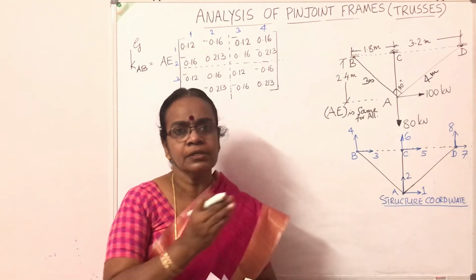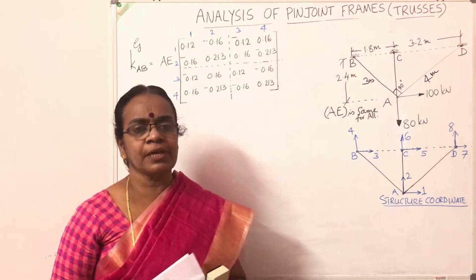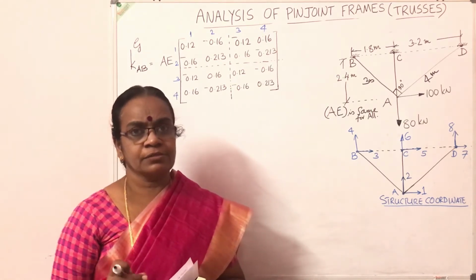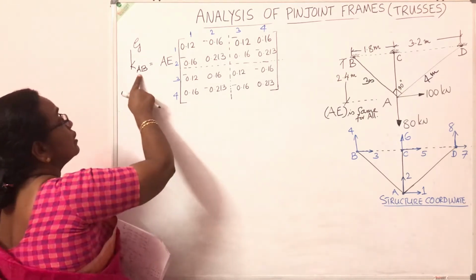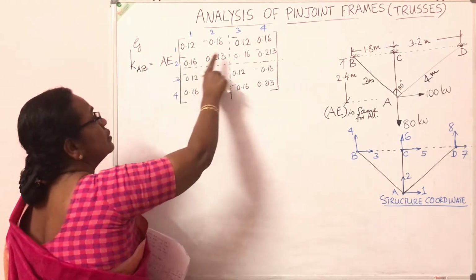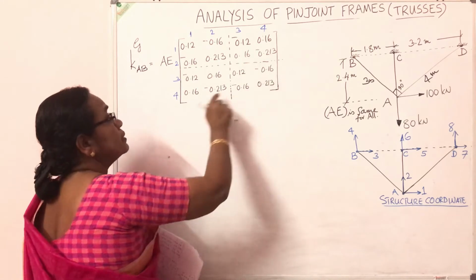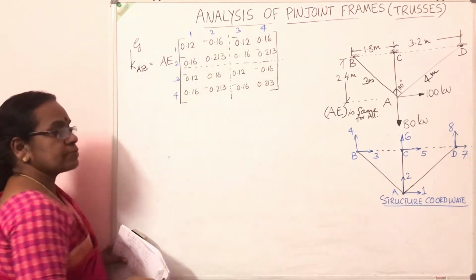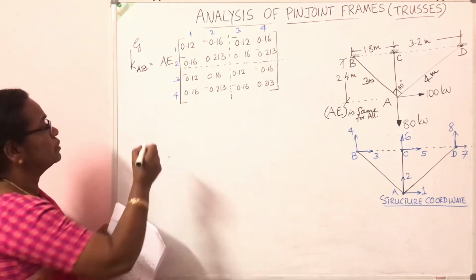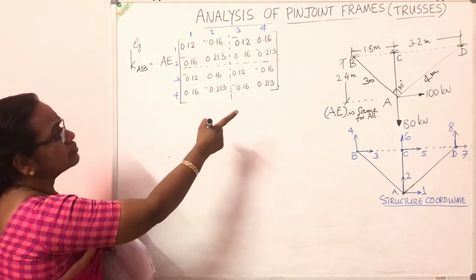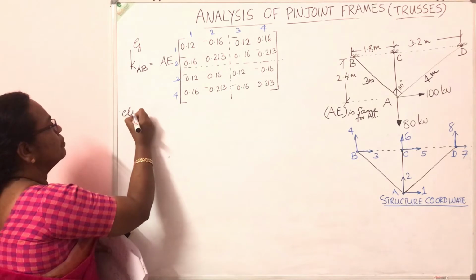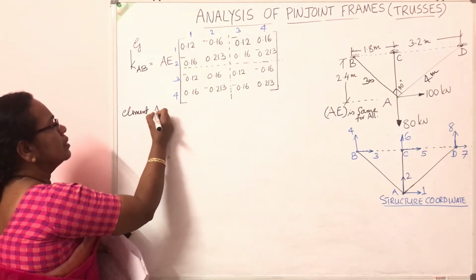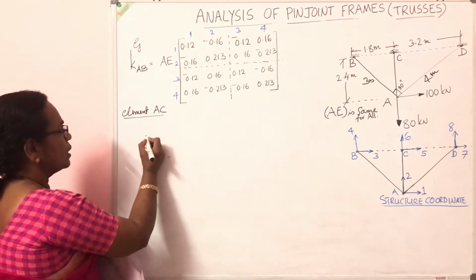Okay, now I have written the stiffness matrix for the first element AB in global coordinate directions. Stiffness matrix for AB in global directions. After dividing with the length of the member, this is the stiffness matrix. Written 1, 2, 3, 4 on the top as well as on the left. Now coming to the second element. Second element is AC. So mark the element AC.